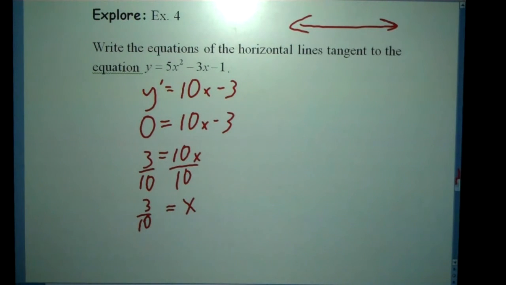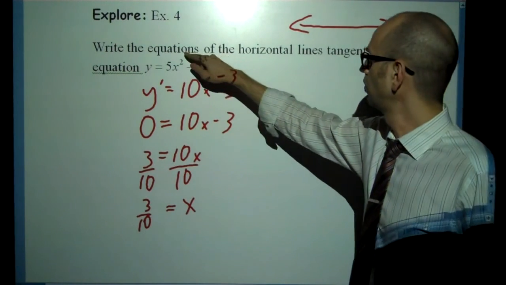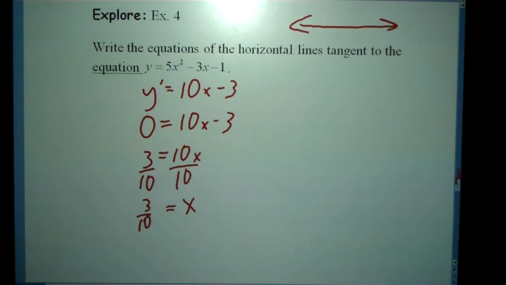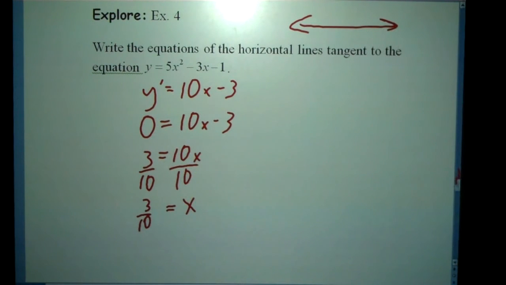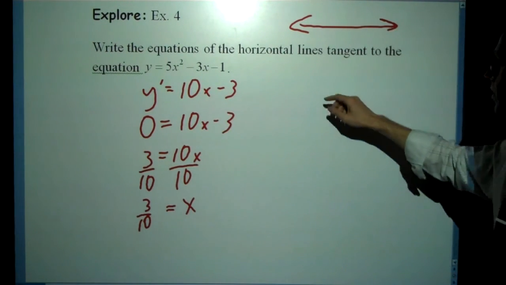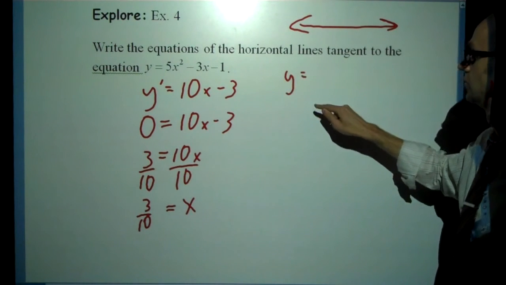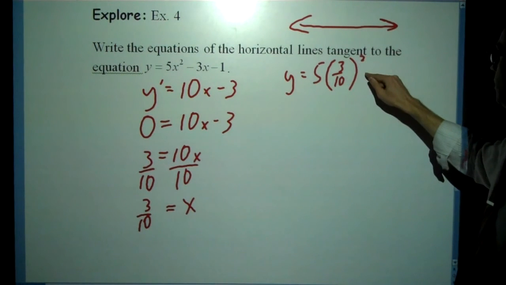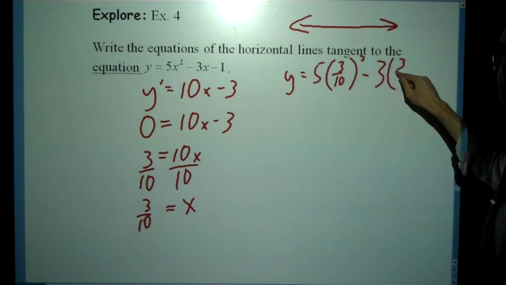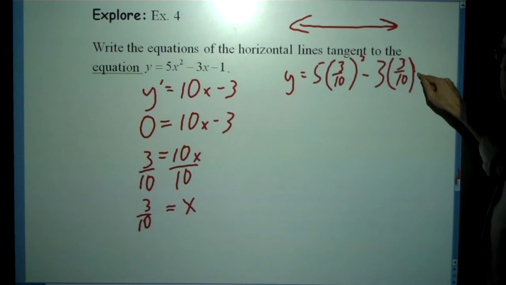And that's where we have no slope. The problem says equations, but I think we're only going to have one specific spot, so we're writing one equation here. So we now have the x value just like we did on the other ones. We already know the slope is 0. We still need a y value, and so we're going to plug our x into this equation. We've got y is equal to 5 times 3/10. I'm worried this is going to get ugly. Minus 3 times 3/10, minus 1.